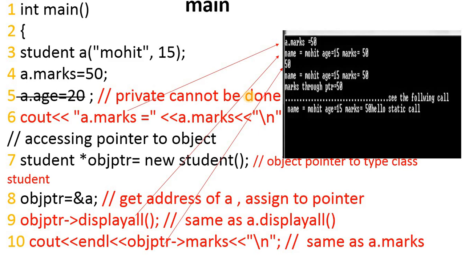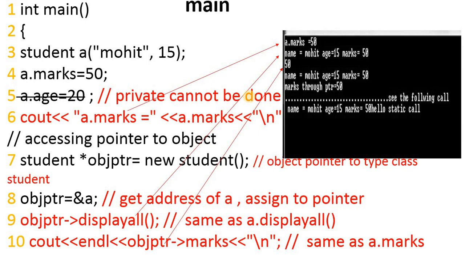Now the sixth line is the first print which is coming onto the screen, cout a.marks. I can simply print a.marks. You can see the value was 50, which was passed through a.marks is equal to 50. That is in line number 4. That is being printed out from the object, a.marks. Now doing it in a dot convention is quite simple.